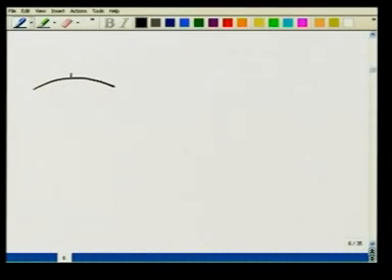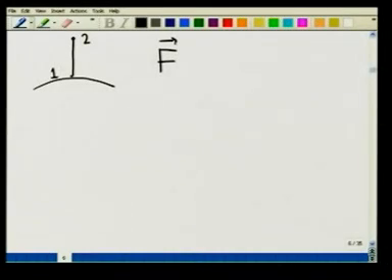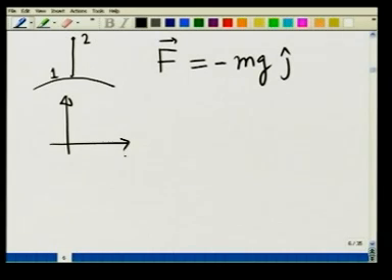Let us take two examples. Let us take your familiar example of a body moving, say, from point 1 on the surface of the earth to a point 2 which is not very high above the earth, so that I'm going to make the approximation that the force remains roughly the same. So the force applied, or the force field that the body is moving in, or force applied by the earth, is nothing but minus mg j, because I'm going to take this as my y-axis, this as my x-axis. Only y-axis matters in this case.